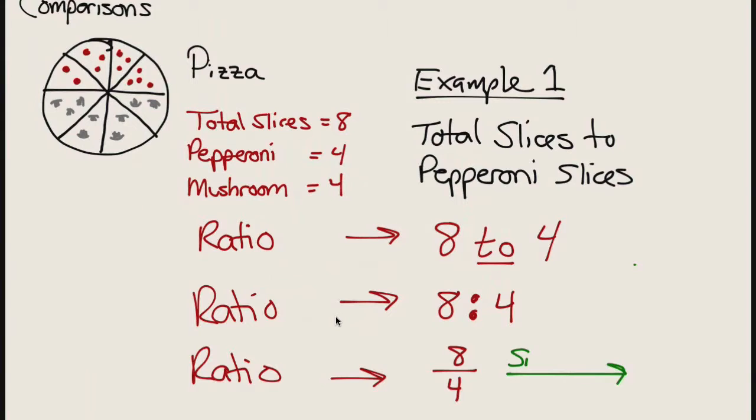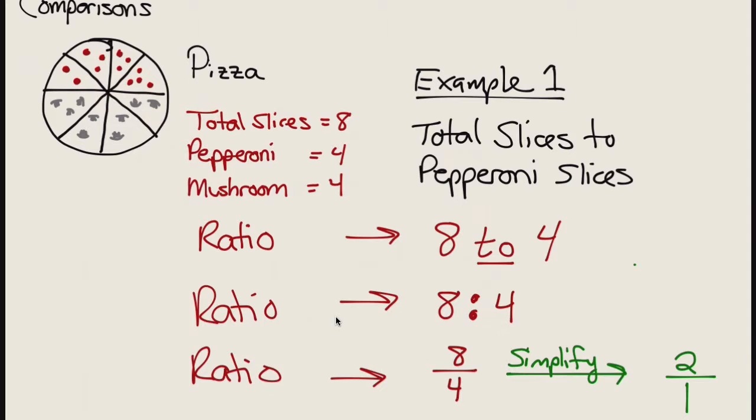Okay? Simplify. Yes. Jacob? I could do 8 divided by 4, which is what? 2. Yep, so that would be a 2 in the top. And 4 divided by 4 is? 1. Okay, so the simplified version of this is that there are 2 total slices for every pepperoni slice.